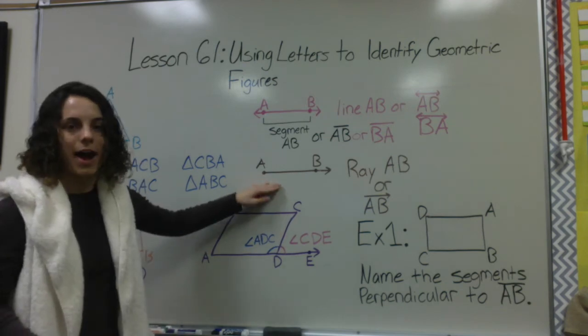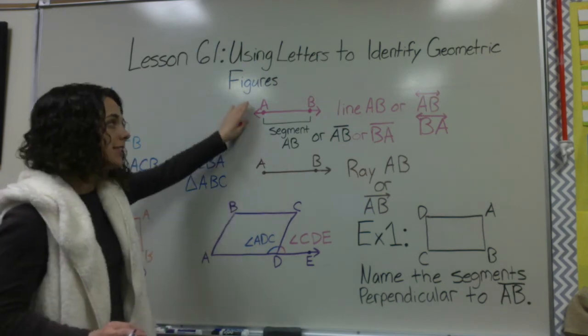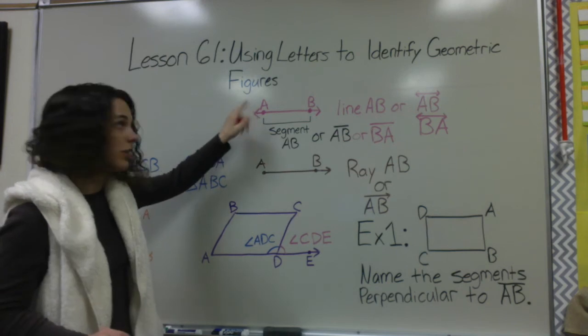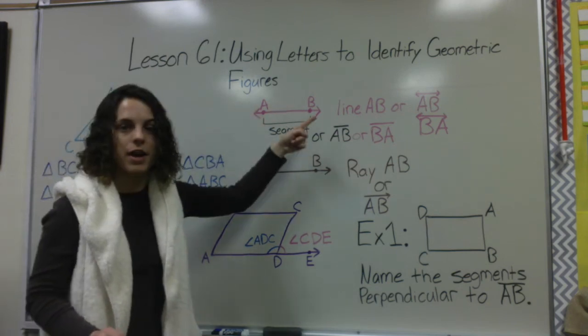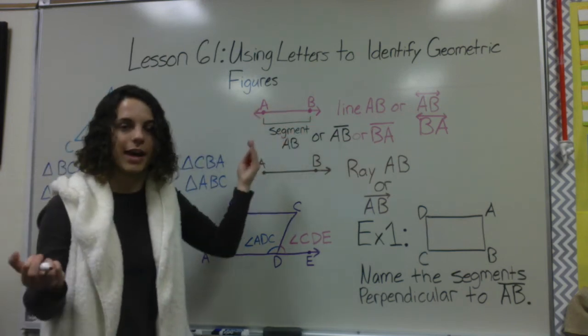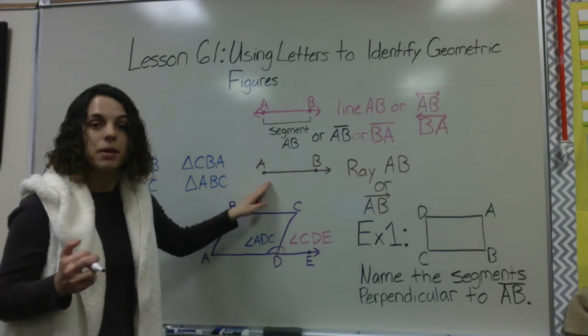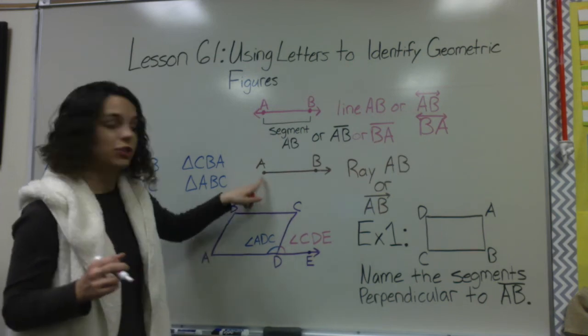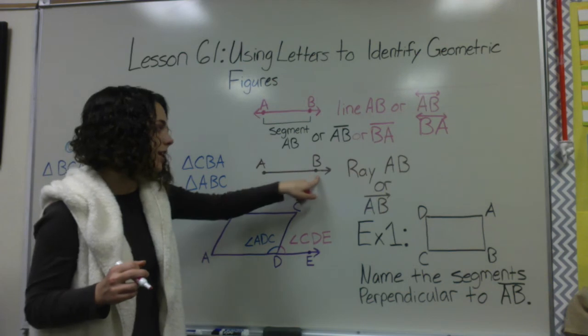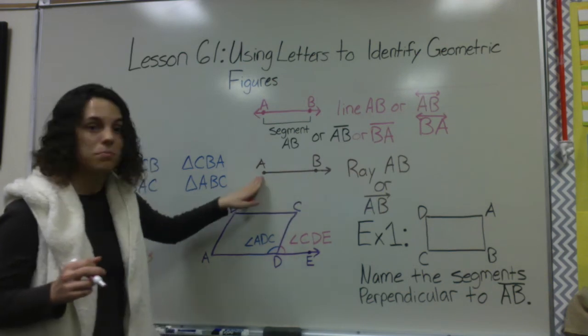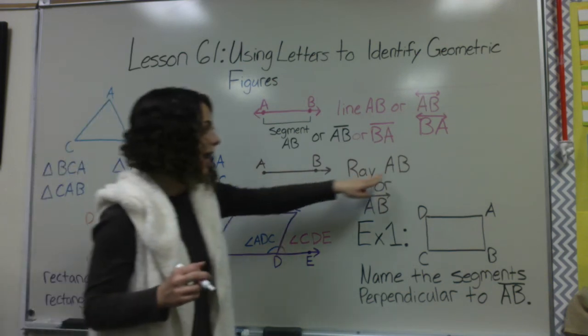Rays, it does matter. So I told you with lines and segments, it does not matter which letter I start with and which one I end with, which goes first and which goes second. With rays, it does, because with a ray, I have a clear starting point, but I do not have an ending point. So this does have to be ray AB.